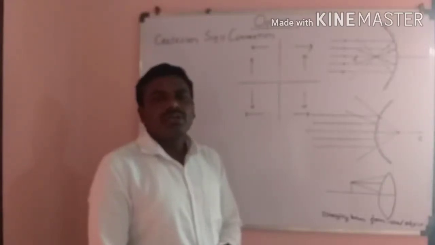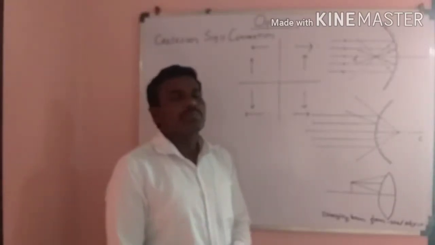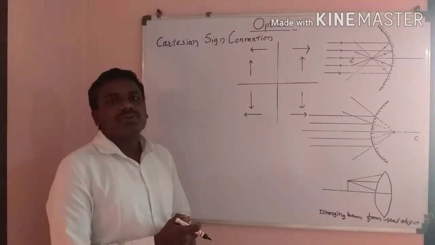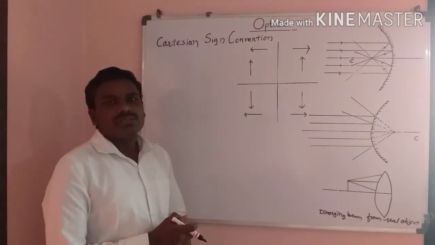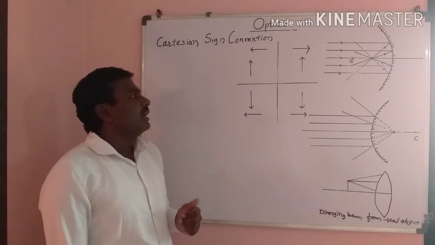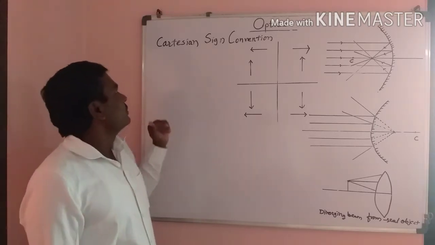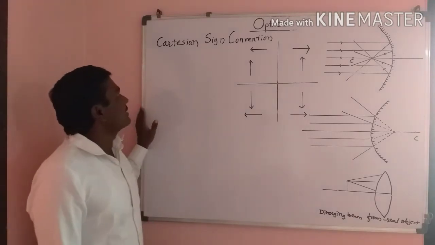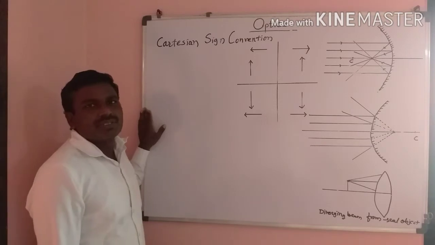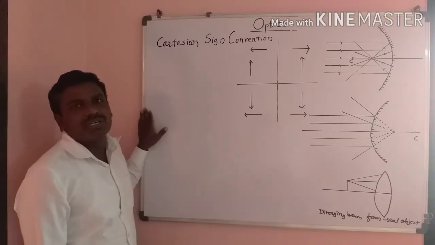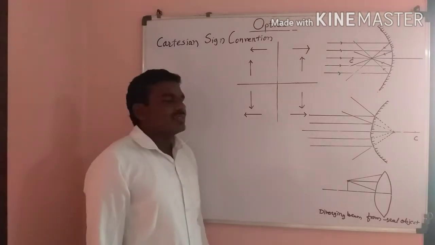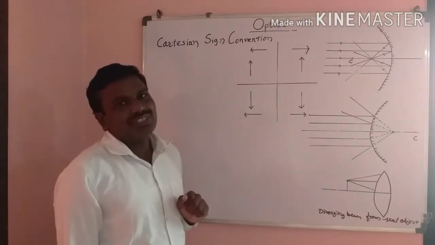Today we will learn the next point of the chapter optics. In the last lecture we explained the nature of light. Today we will take up the Cartesian sign convention. Before starting the sub-units of this chapter, we can learn some points which are related to this Cartesian sign convention.